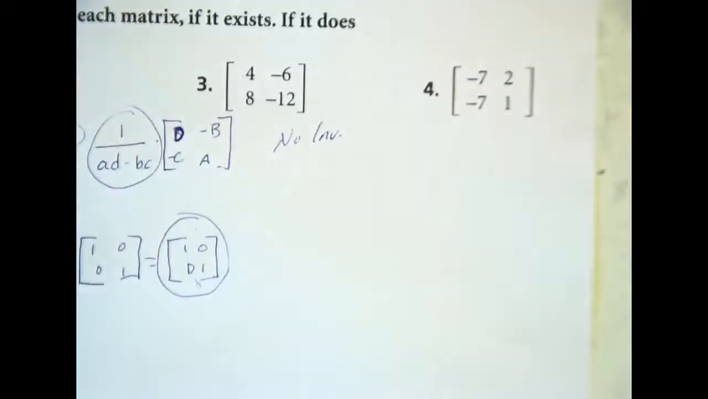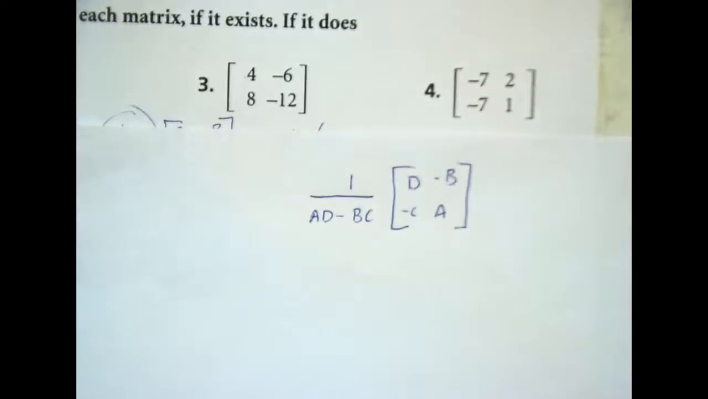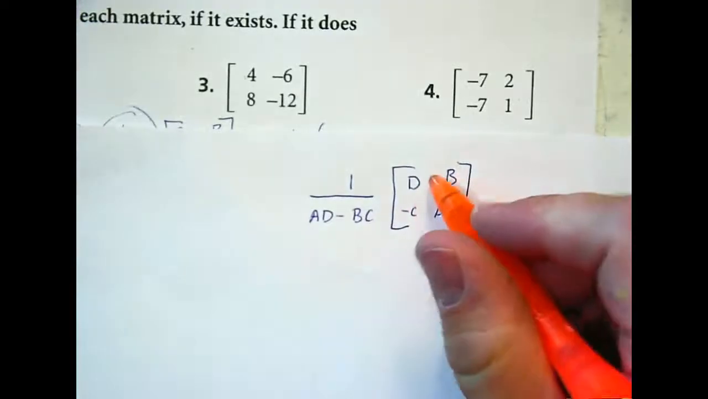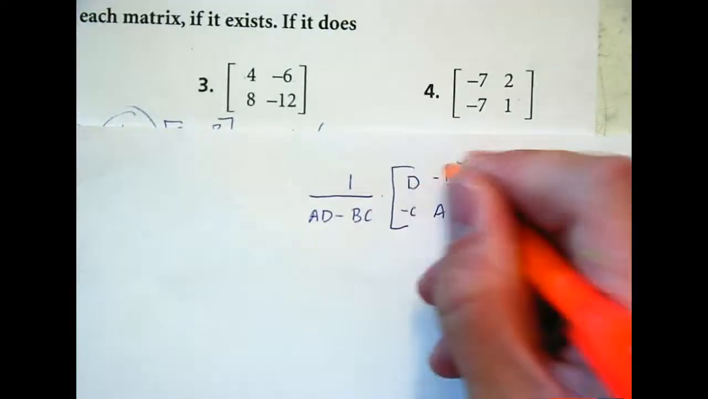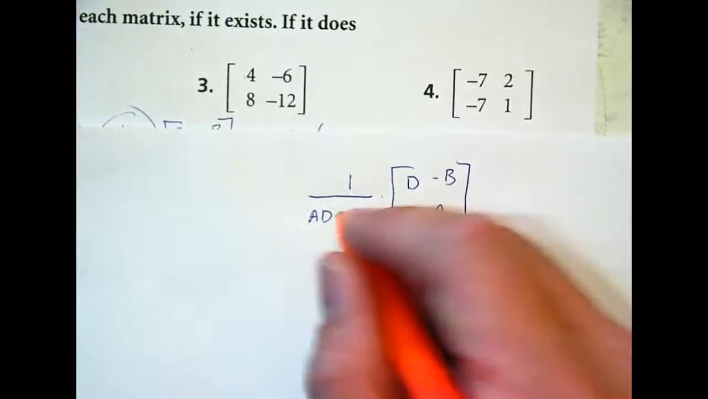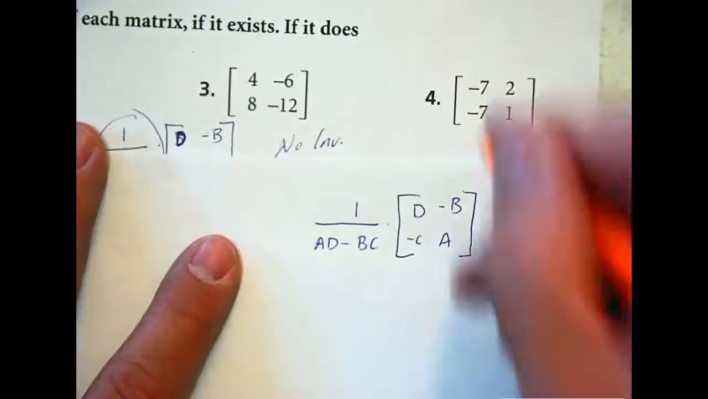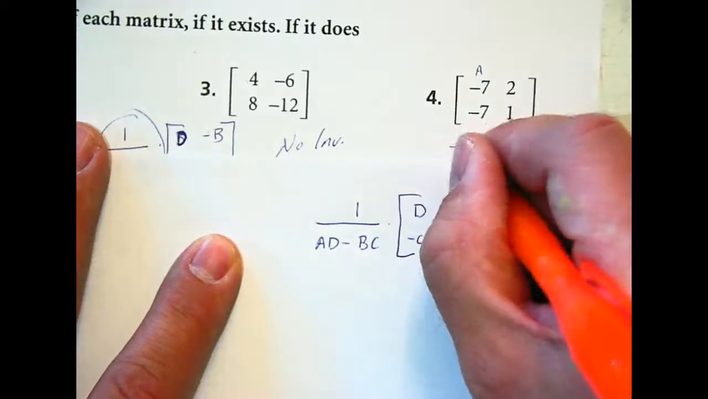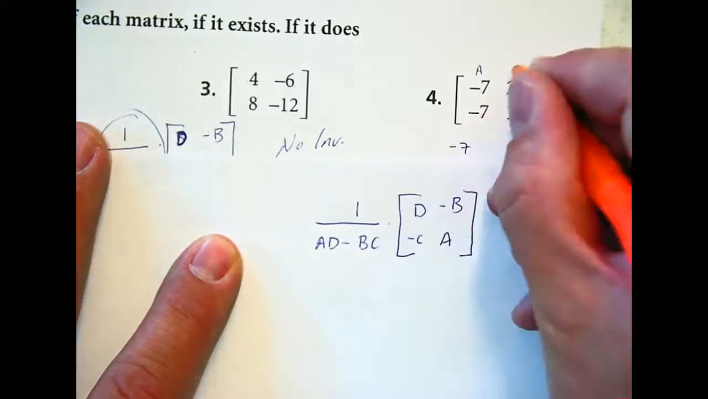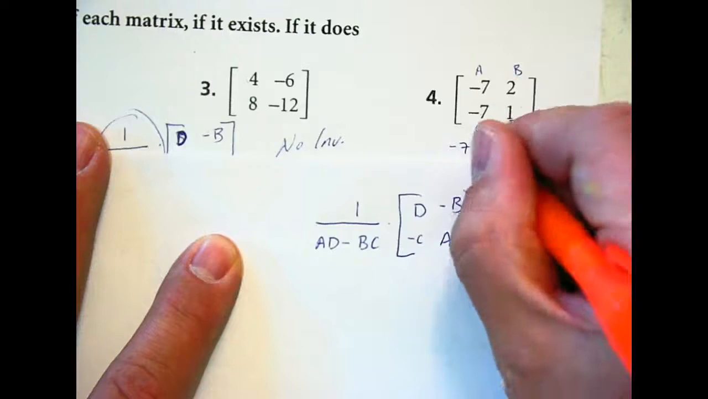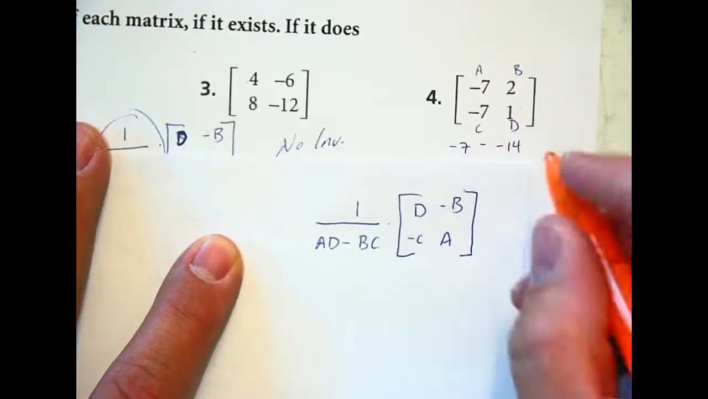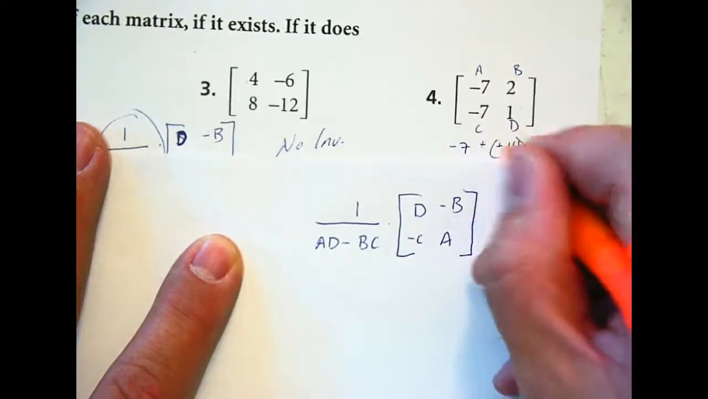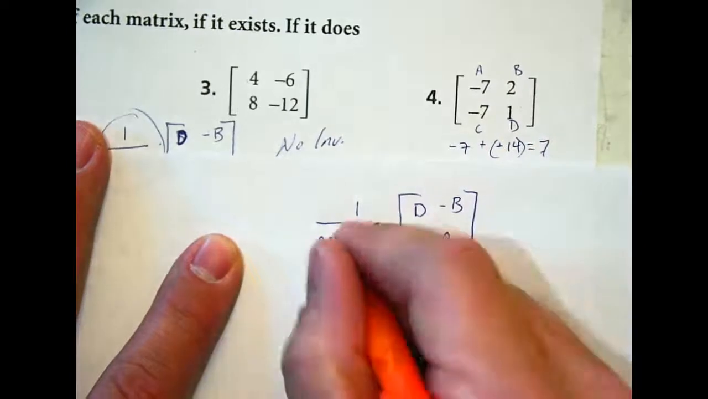Okay, everyone try number 4 with your groupie. Find the inverse. All right, the formula for the inverse. There it is. 1 over AD minus BC times the matrix D, negative B, negative C, A. So AD minus BC: negative 7 times 1, or negative 7, and negative 7 times 2, or negative 14. Negative 7 minus negative 14 is 7. So AD minus BC is 7.